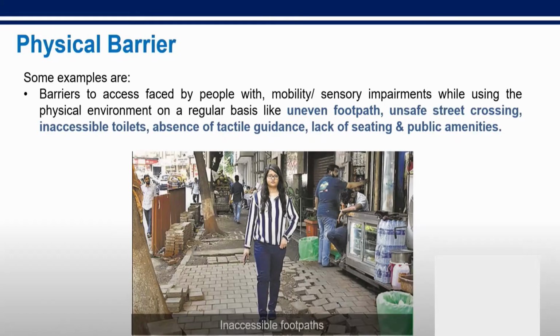Then physical barriers to access faced by people with mobility or sensory impairment while using the physical environment on a regular basis, like uneven footpaths. These are conditions where the paving blocks are moved due to uneven settlement of surfaces, so that the space cannot be accessed by a person with a wheelchair. Then unsafe street crossings, inaccessible toilets, absence of tactile guidance.